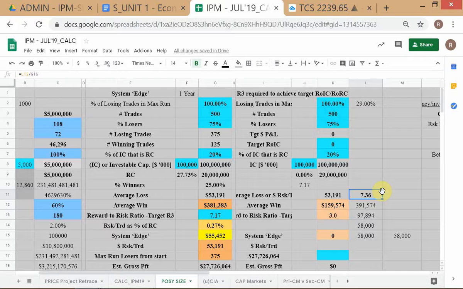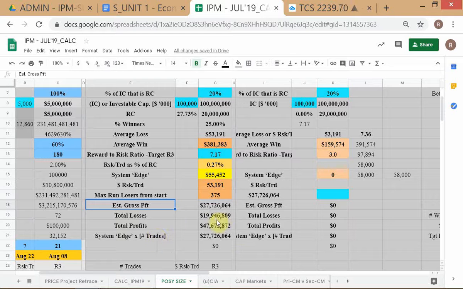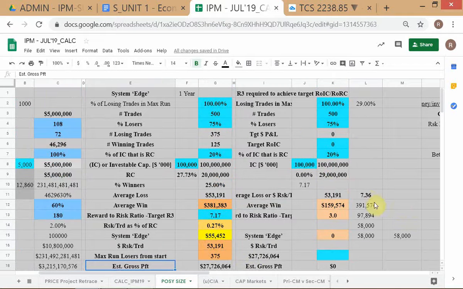Invested capital is $100 million, so I have to make $29 million. Now I know everything else, so if I make $29 million, that means I have to make an estimated gross profit of $29 million, which we have defined as total profits minus total losses. Okay, so this is the holy grail I was looking for.